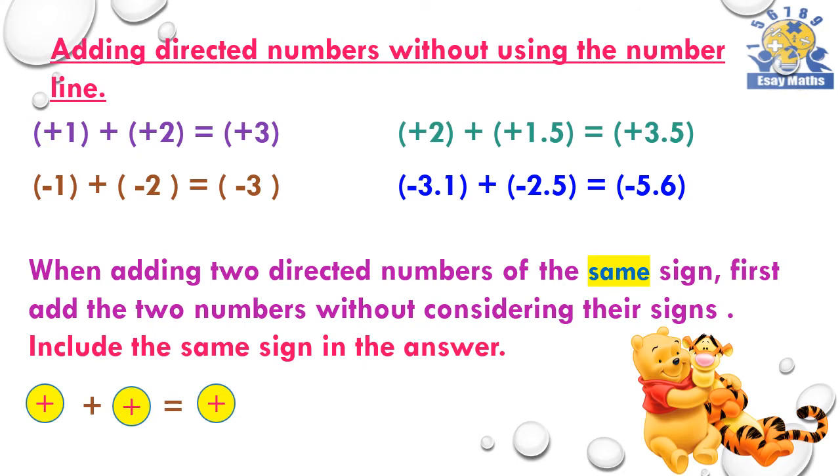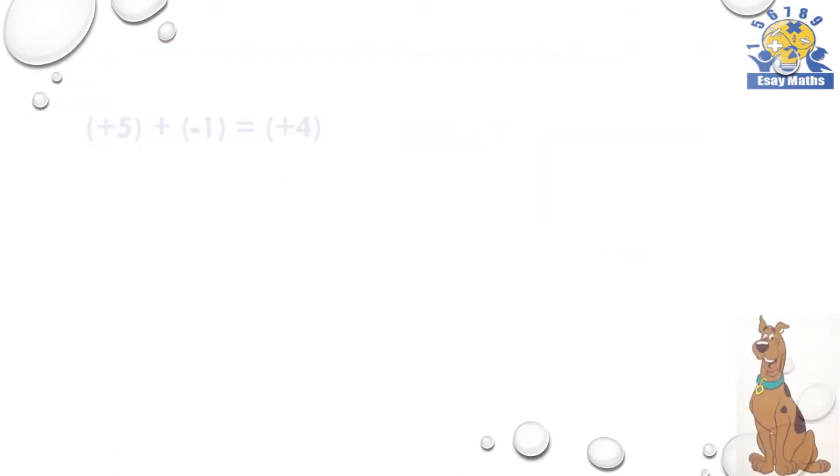You know that when we are adding a positive value to a positive value, then the answer is also a positive value. When we are adding a negative directed number to a negative directed number, then the answer is also a negative directed number. Now we are going to add negative 1 to positive 5.